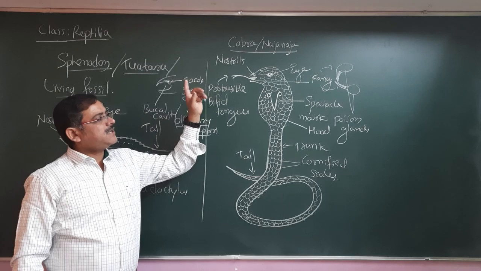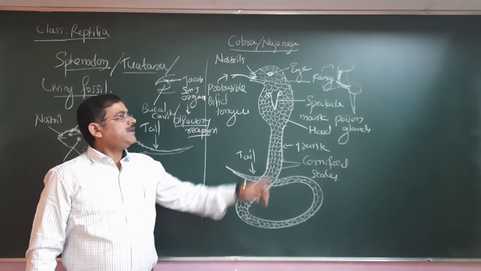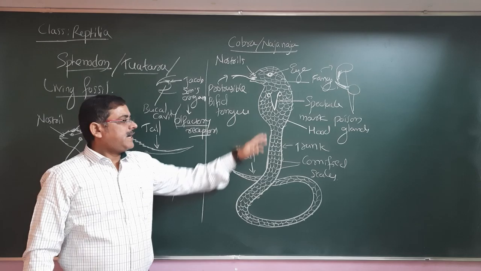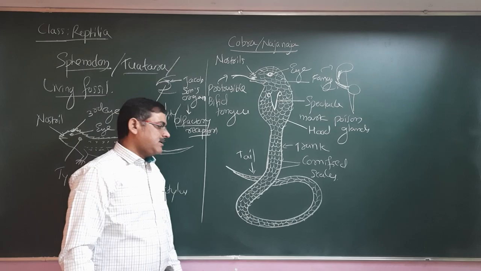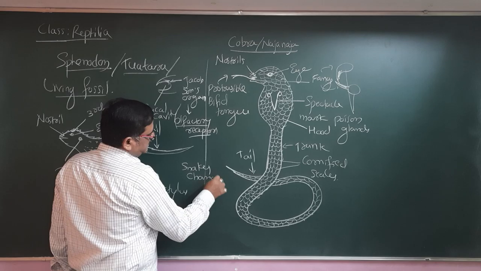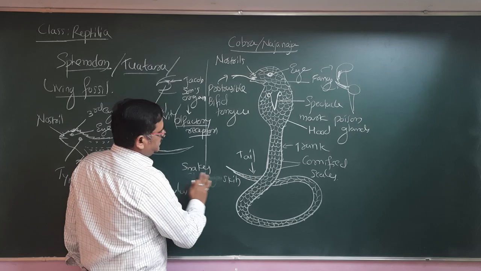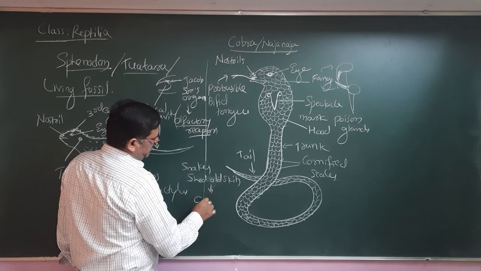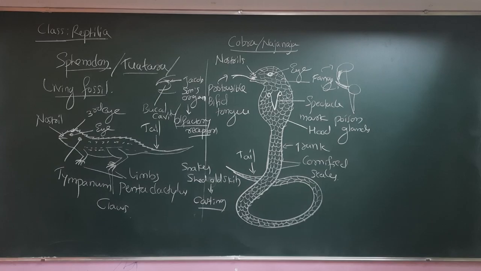The teeth are modified premolar teeth forming the fangs, which are hollow by nature because behind them they are connected to the poison gland. And every now and then they shed their old skin. This is called skin casting, seen mainly in snakes. Snakes shed their old skin, and the mechanism is called casting. These are mainly carnivorous predators.